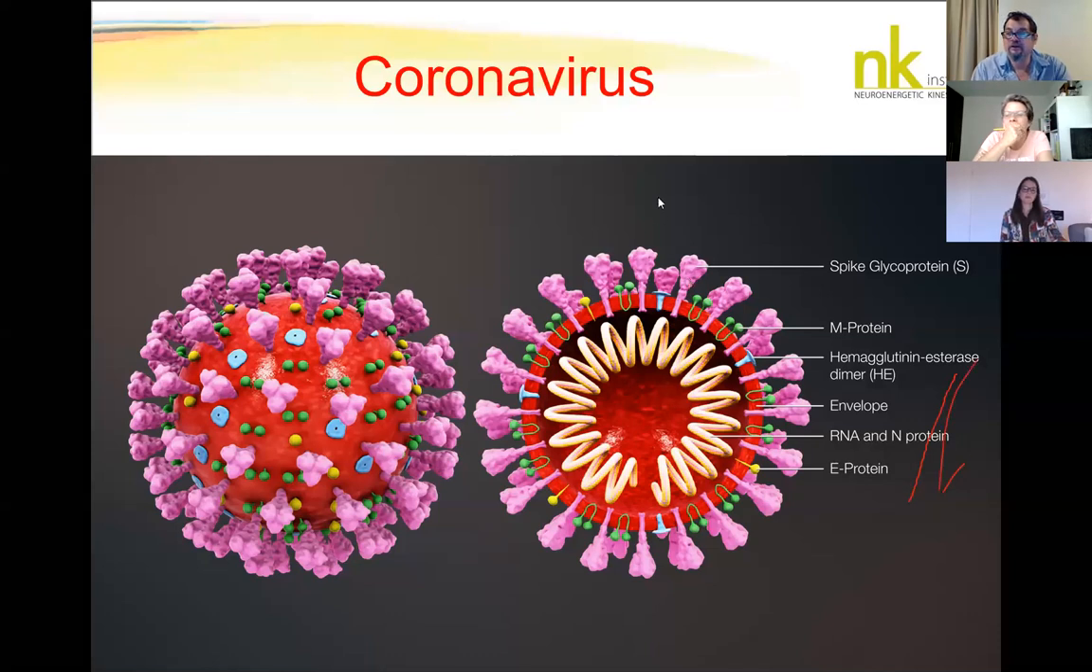Okay. Now let's have a look at some of the other things. Now down here, this gold coil, this is actually the RNA. Okay, so this contains the genome of the virus.